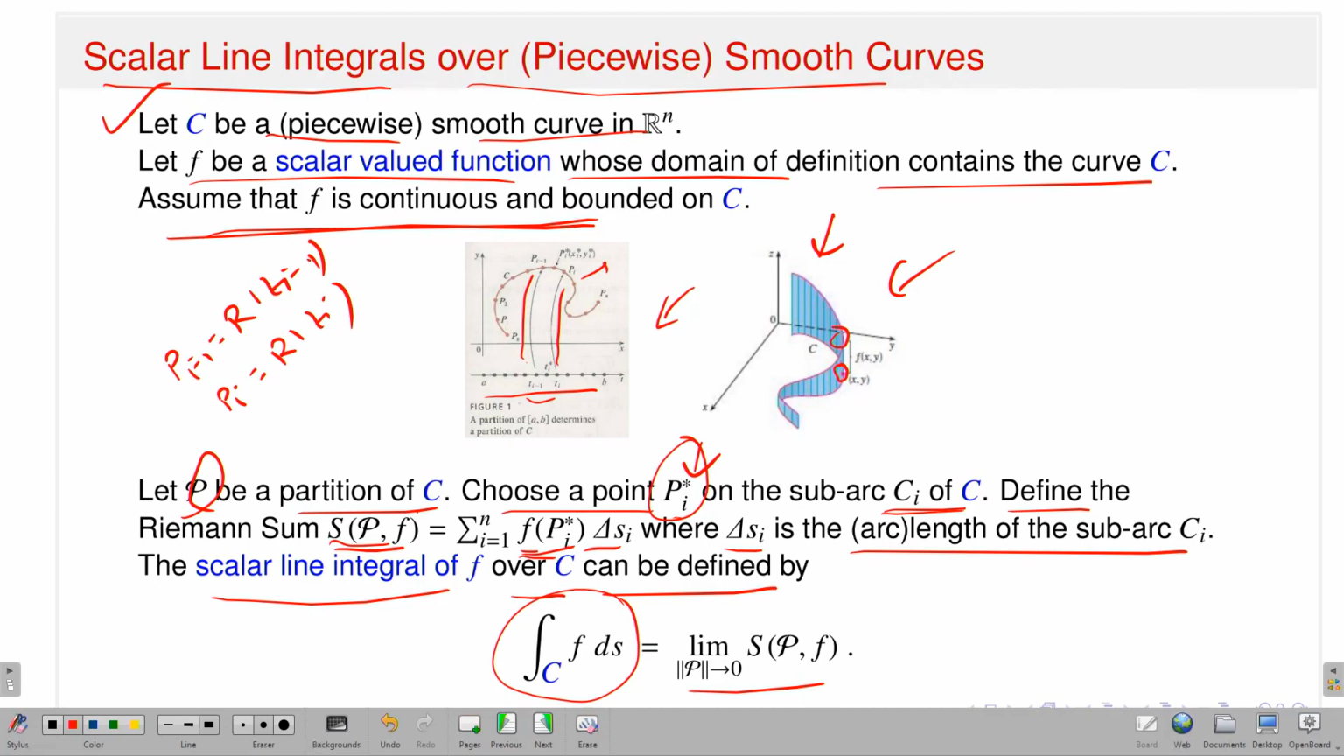F is the function, C is the curve, and ds, where S stands for arc length. So with respect to arc length, I am talking about the integration. This is called the scalar line integral of f. Okay, so now I think it's quite clear.